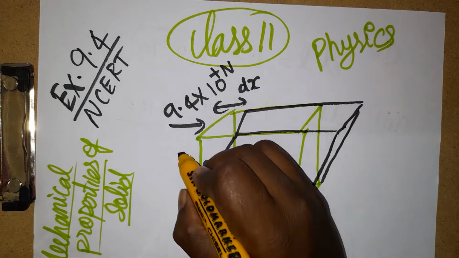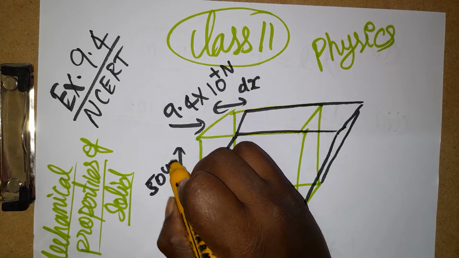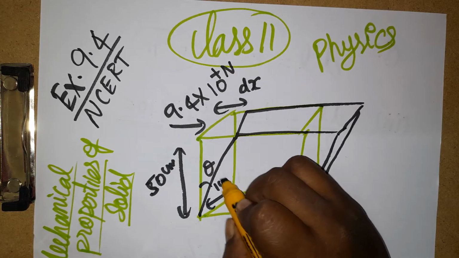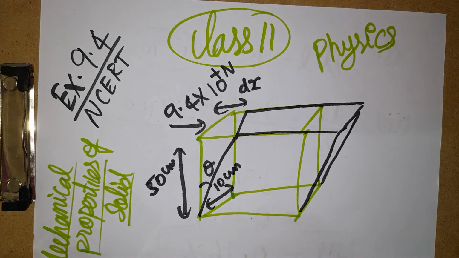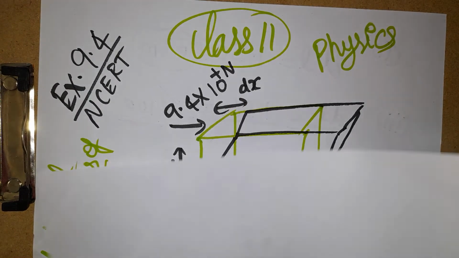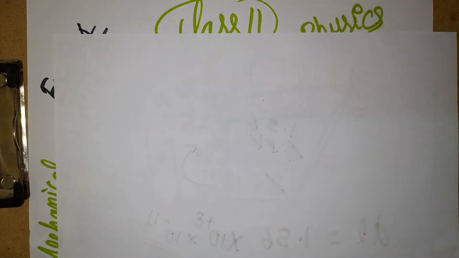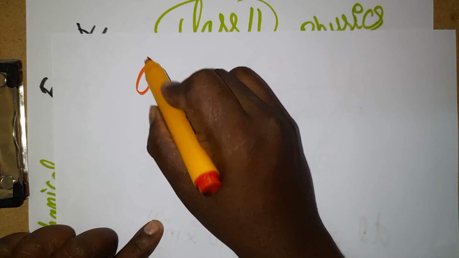This height is 50 centimeter. The base, this length, is 10 centimeter. Now they asked what the displacement of the length is, how much the block is going to be displaced. dx, the changing length, is the question mark.